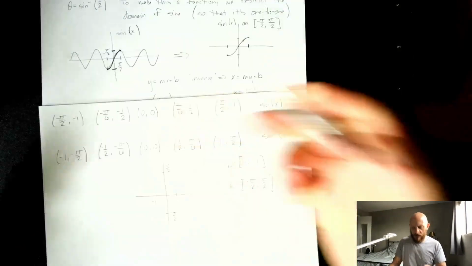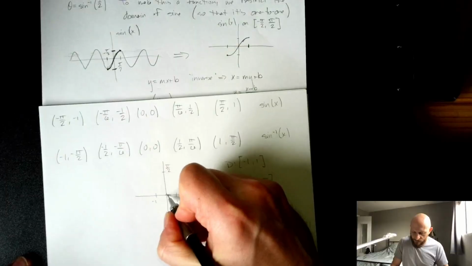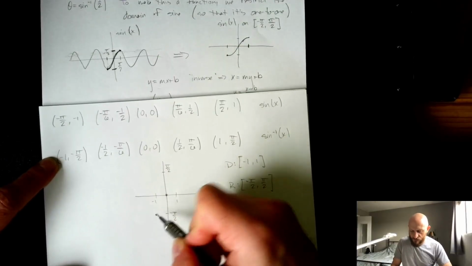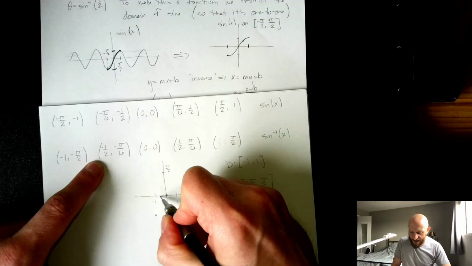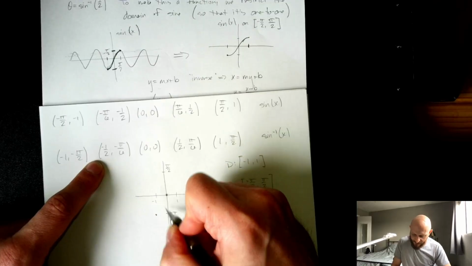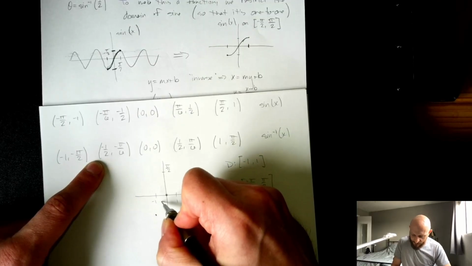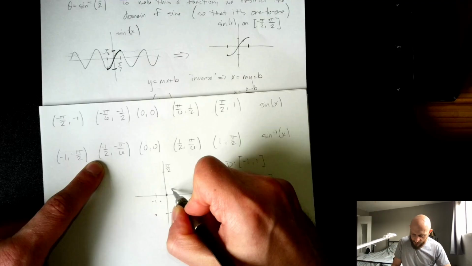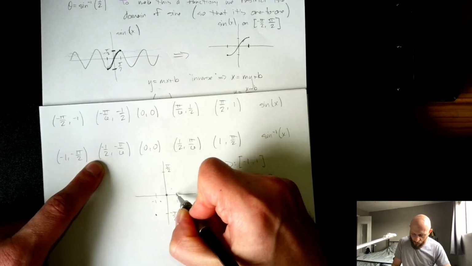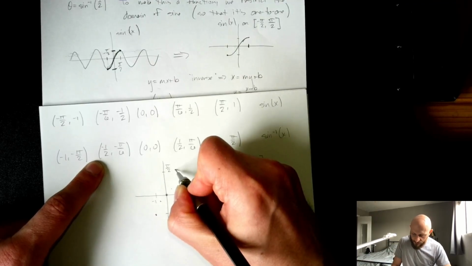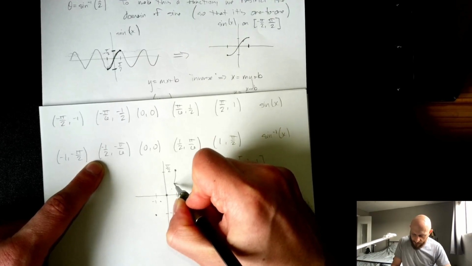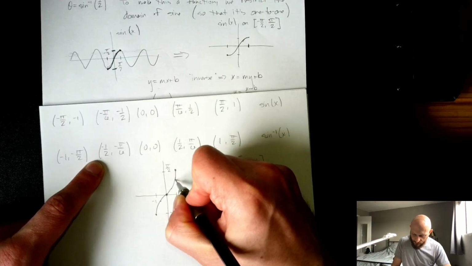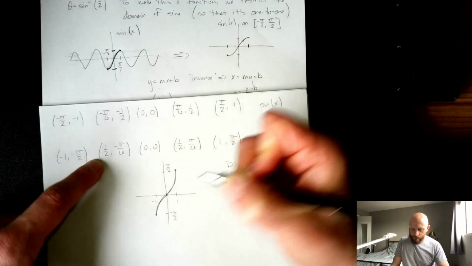And then we can just plot a couple of these points. The nice easy one is the origin. We have the point -1 comma negative pi over 2. We have negative 1/2 comma negative pi over 6. So that's like splitting this into thirds. About right there or so. 0, 0, 1/2 comma positive pi over 6, and then 1 comma pi over 2. And when we connect these dots, we get the sine inverse function that we were just looking at.